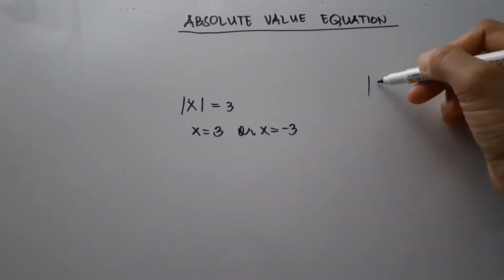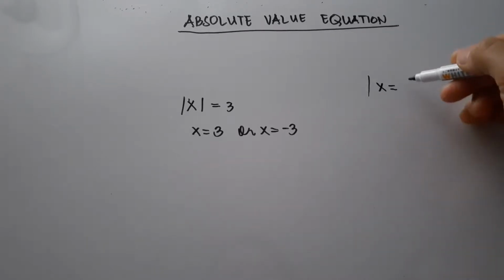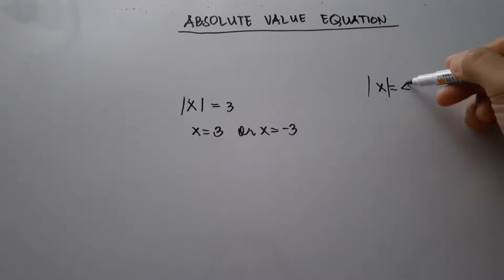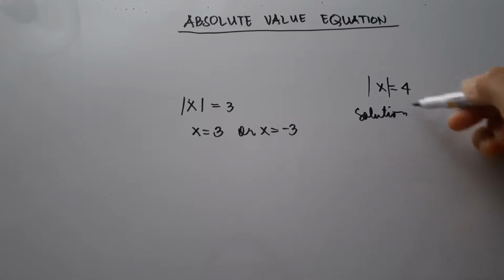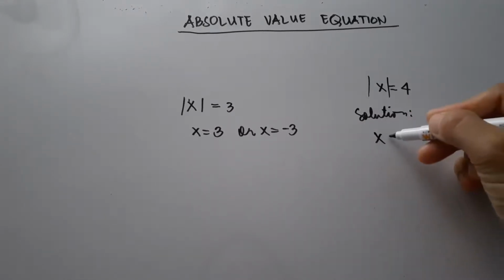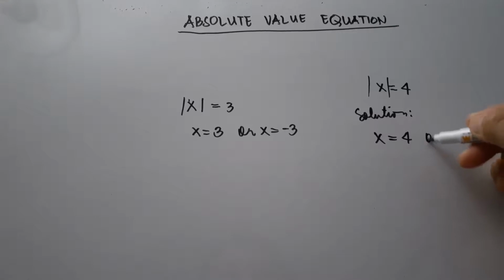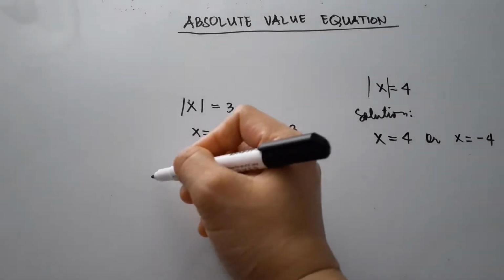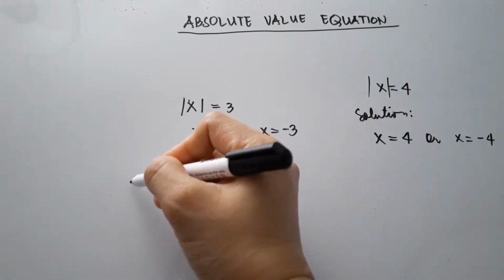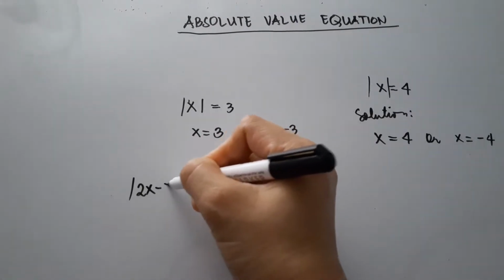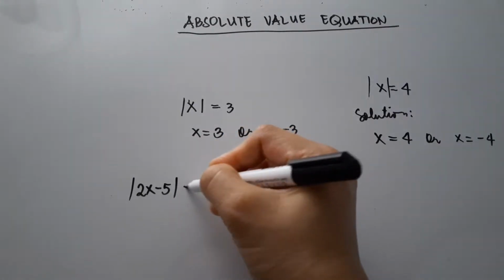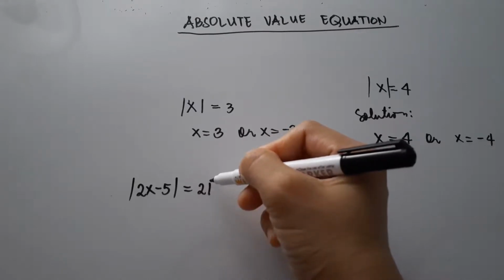And let's have another example. We have the absolute value of x is equal to 4, which holds if and only if x is equal to +4 or x is equal to -4. So remember this, we have two things in common: negative and positive. When you solve an absolute value equation, you have two answers, positive and negative.